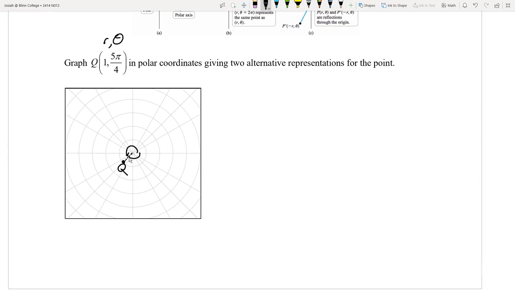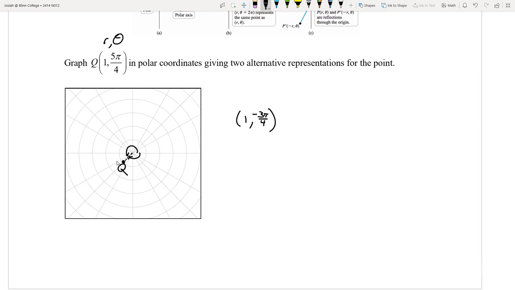Let's think about what happens if we would have gone negative instead. If we would have gone negative, r is the same, right? So we'd still have 1. But instead, we'd be going 1 pi fourth, 2 pi fourths, 3 pi fourths, but we're doing it in the negative direction, so we put a minus on that. So that's going to give us the same point, but from a different direction.